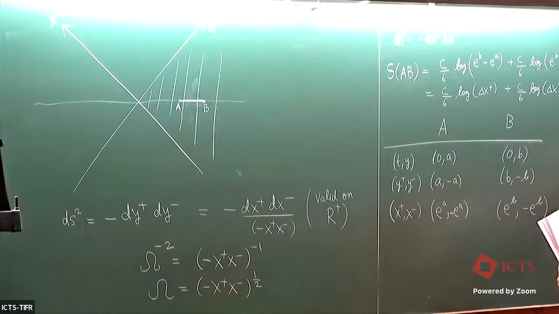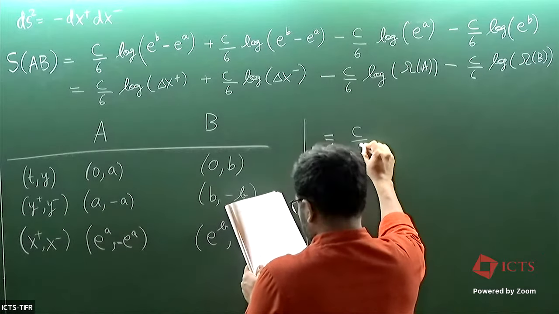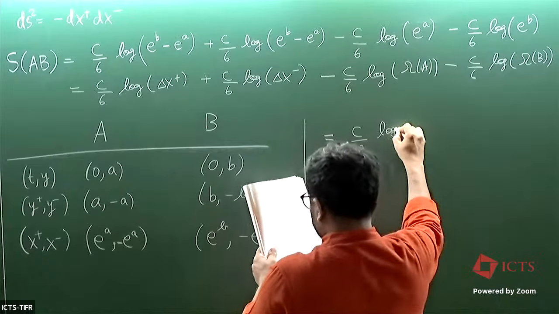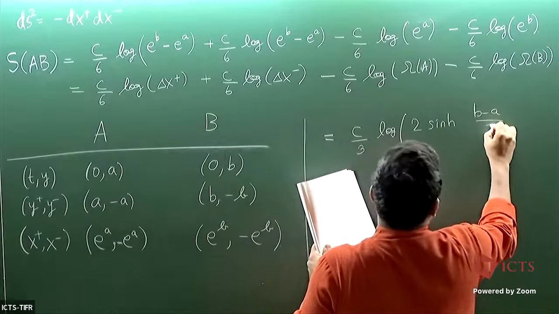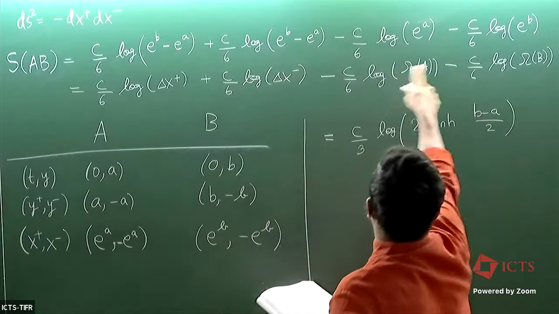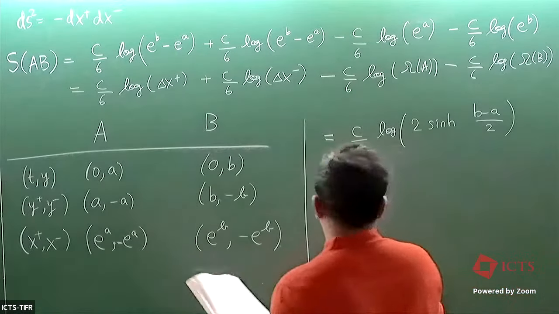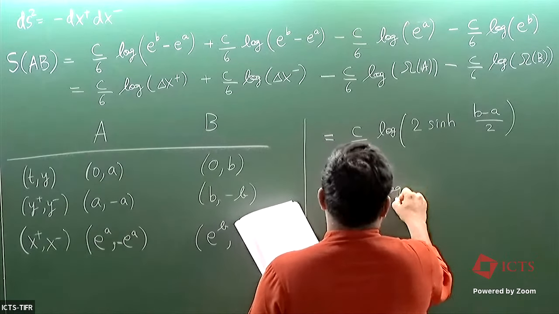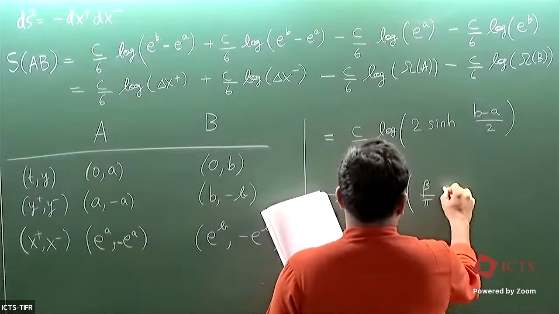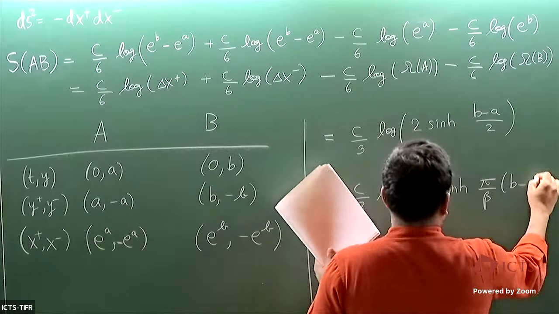Okay, so what does this give us? We just simplify and we get c over 3. Just trust me, this is a simple calculation. Log of 2 times sinh of (B minus A) over 2. These two terms are the same and you just divide that, you get this sinh. So here we secretly set the temperature to 2 pi, but the generalization would be c over 3 log of beta over pi sinh of pi over beta (B minus A).